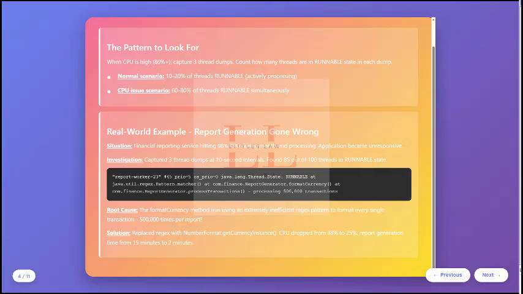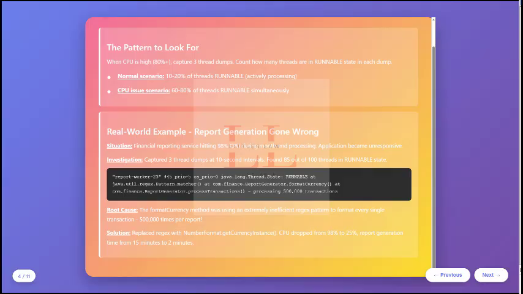We had a financial reporting service, a financial application that was hitting 98% CPU during month-end processing. The application became completely unresponsive. When I say completely, yes, it's completely unresponsive. Users could not even log in. I captured three thread dumps at 10-second intervals, and what I found was really shocking, even the entire team was shocked: 85 out of 100 threads were in runnable state.